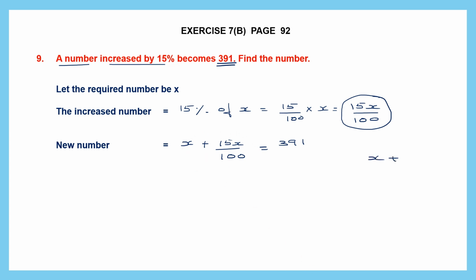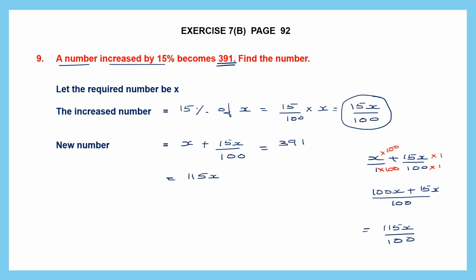So x plus 15x by 100. So now this becomes addition of fractions. So this is 1 as the denominator. The LCM will be 100. So here it will be 1 into 100. So we have to multiply x also by 100. So that becomes 100x plus, now here it is 100 into 1. So this is 15x into 1, which is 15x. So this now becomes 100x plus 15x, which is 115x by 100. So the new number is 115x by 100.